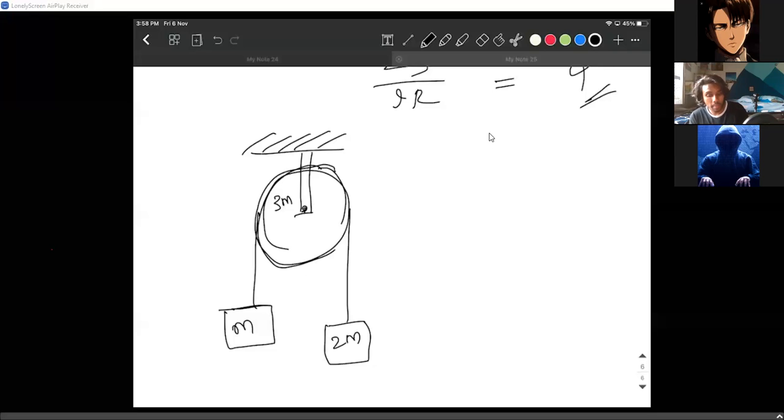These two masses, m and 2m, are in linear motion. It's just the disk which is in rotational motion. So you have to treat them completely separately. You have to completely treat them separately. So that is what we are going to do.